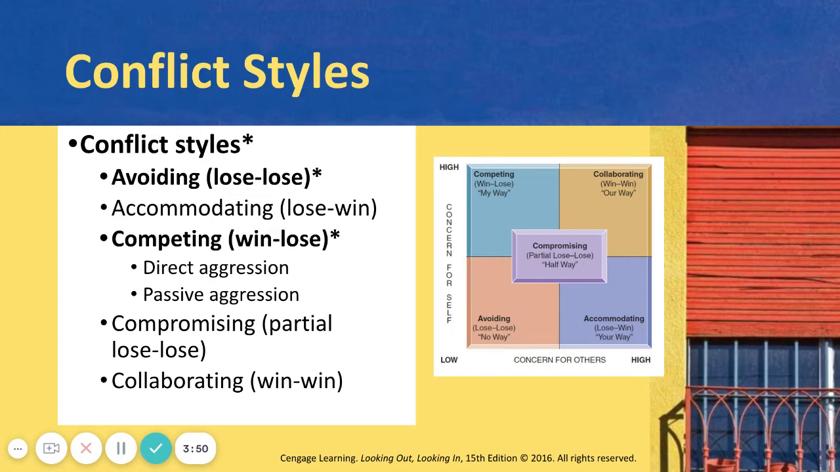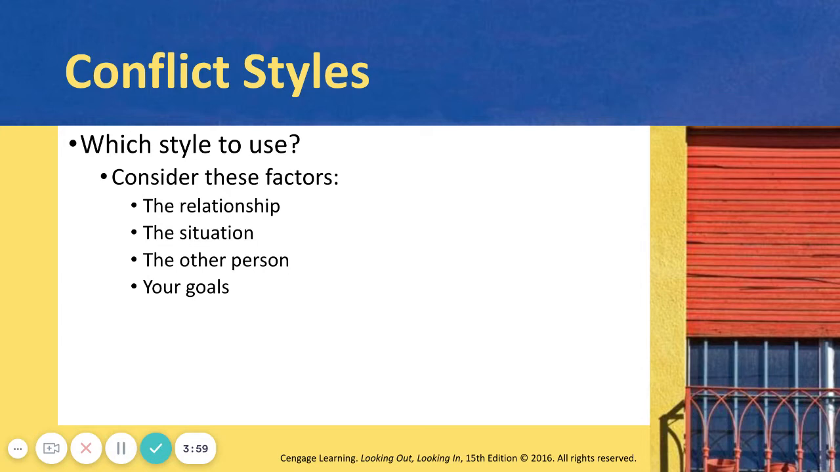Compromising, collaborating, you can kind of look into those a little more. That might be your style as well. Collaborating, I think is really the hardest one. We're not really trained to do that. No bold here, so we'll fly through it. Just think about what style you use, right?